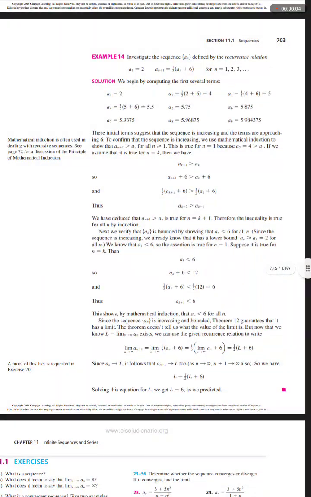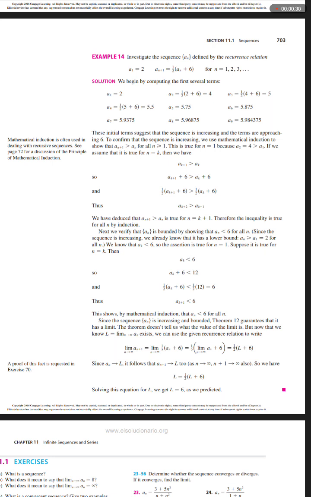Investigate the sequence {a_n} defined by the recurrence relation a_1 = 2, a_{n+1} = 1/2 (a_n + 6) for n = 1, 2, 3. Solution: we begin by computing the first several terms.